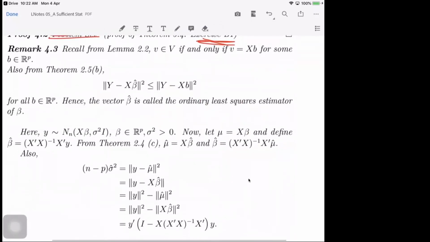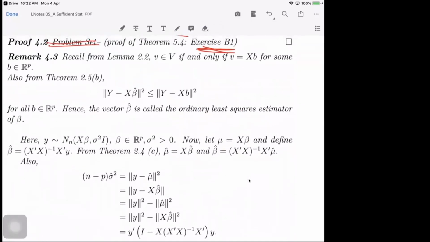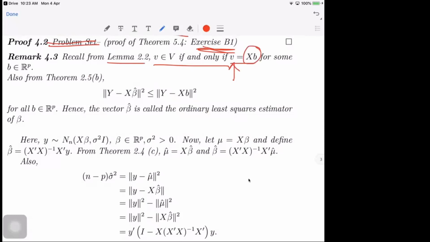So let me end by this remark. So recall from lemma 2.2 that if V is in vector, your vector V is in V, if and only if you can express your vector V as x beta for some vector b na p by 1. So if you look at this, kini imong V actually x beta, mao man ni ang mu hat, no? X beta hat. And this beta hat here is a p by 1.